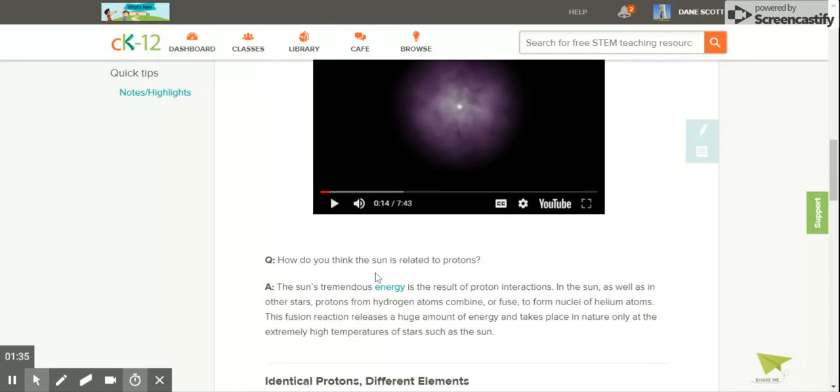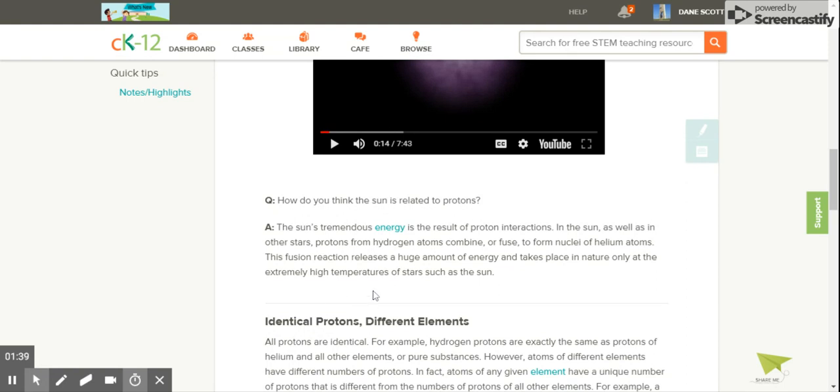So question, how do you think the Sun is related to protons? Answer, the Sun's tremendous energy is the result of proton interactions. In the Sun, as well as in other stars, protons from hydrogen atoms combine, or fuse, to form nuclei of helium atoms. Remember, nuclei is plural for nucleus. The fusion reaction releases a huge amount of energy and takes place in nature only at the extremely high temperatures of stars such as the Sun.